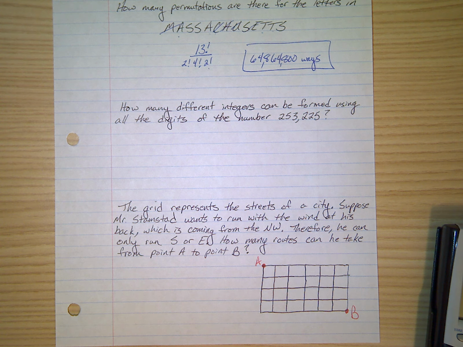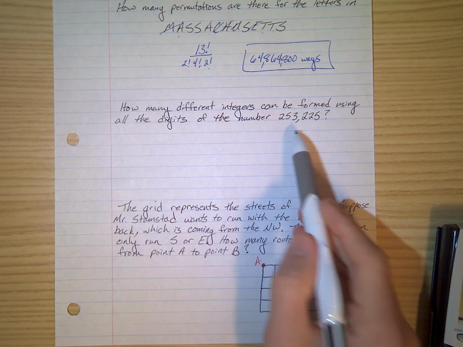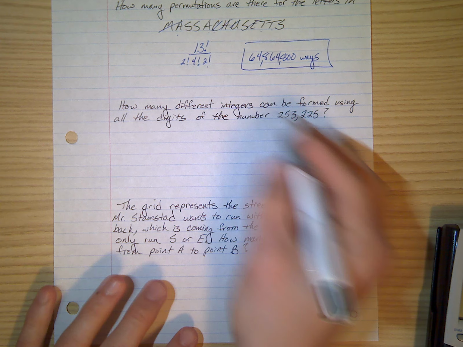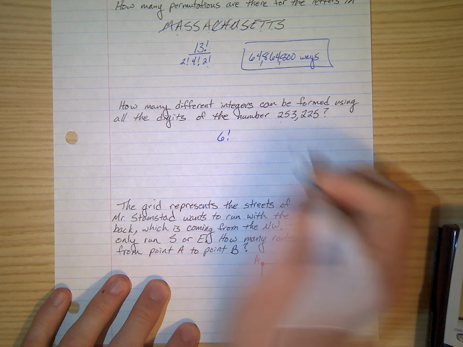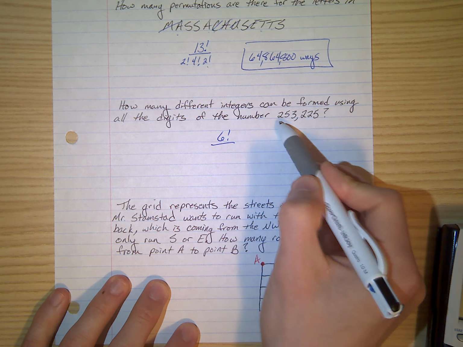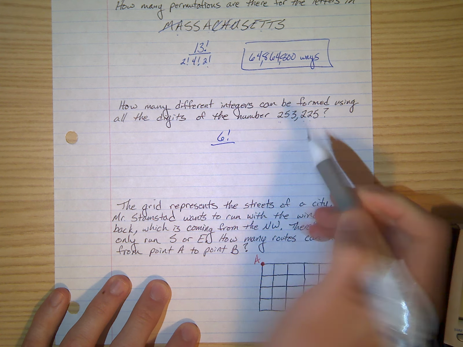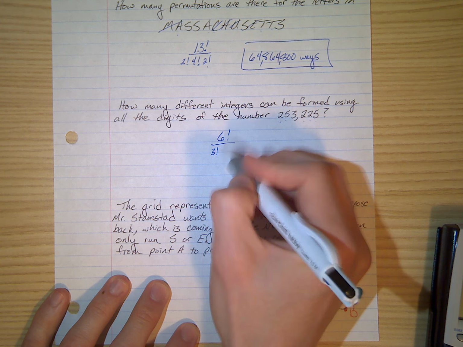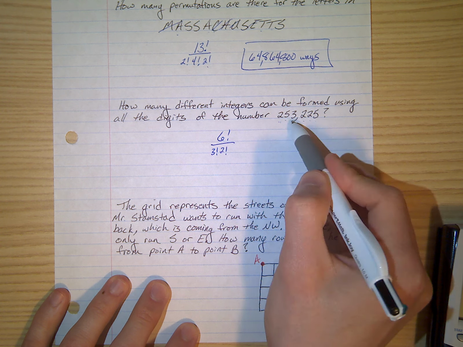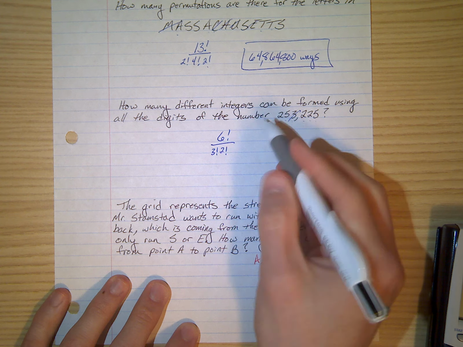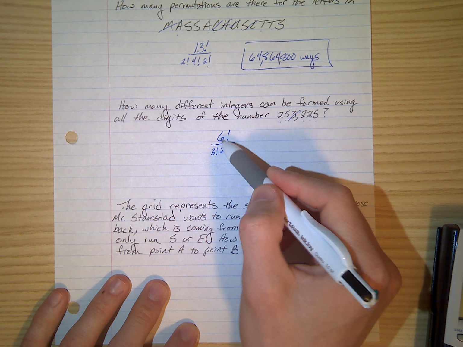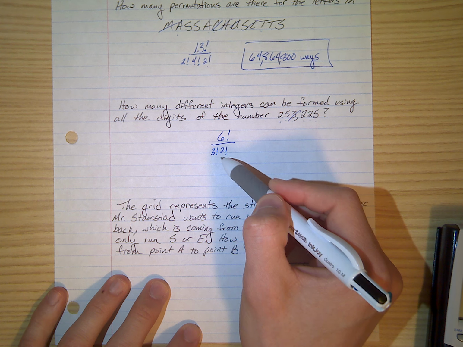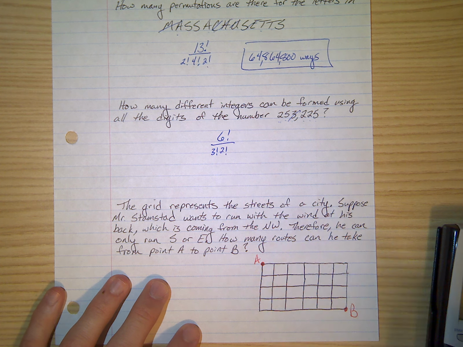Okay, so how many different integers can be formed using all the digits of the number 253,225? Well, again, you've got 6 digits, so 6 factorial to start with. You've got 3 2's, so 3 factorial. You've got 2 5's, so 2 factorial, and then just the 1 3, so ignore the 3 there. And just for reference, 6 factorial divided by 3 factorial, 2 factorial, this doesn't equal 6 factorial in the bottom. Okay, that's not how it works.